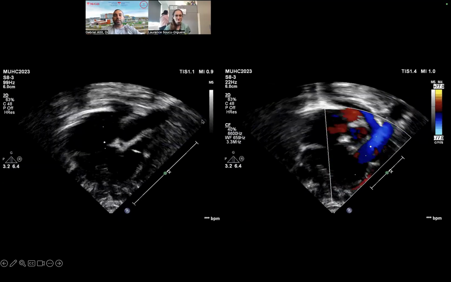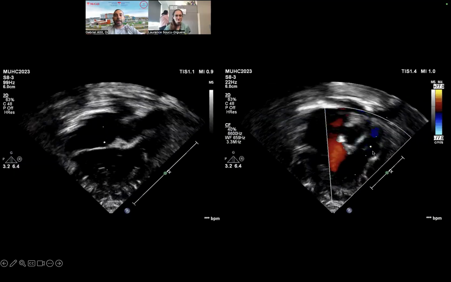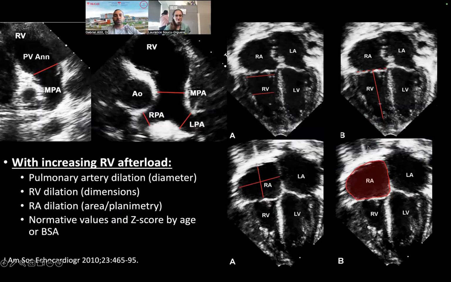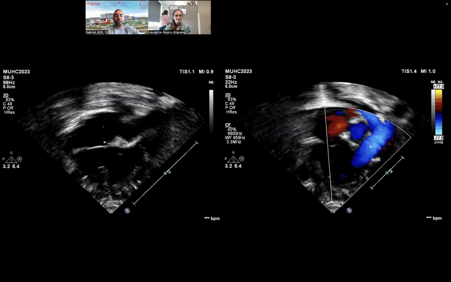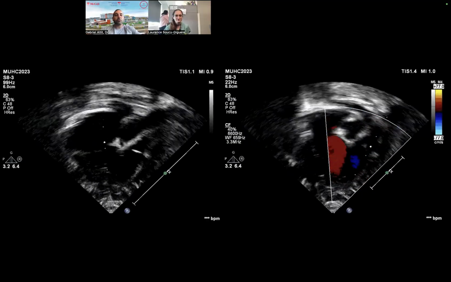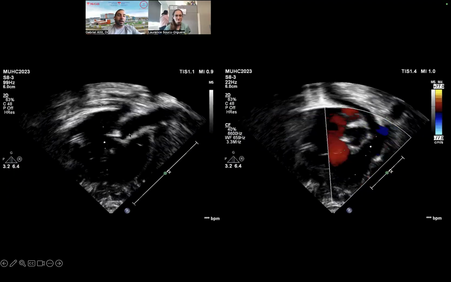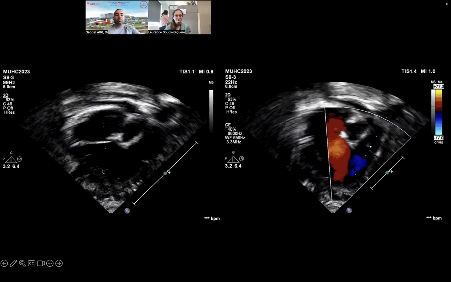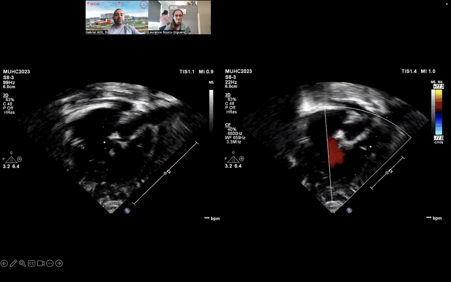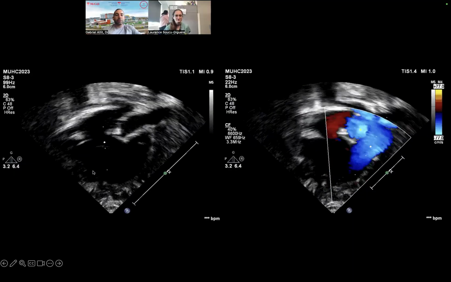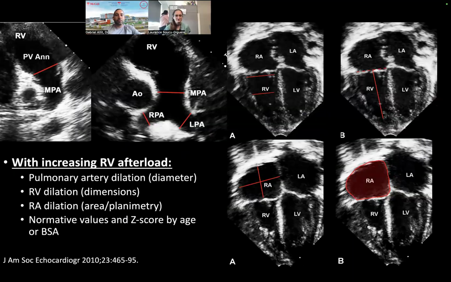You can put color, and sometimes you can even get your Doppler at or just below the pulmonary valve in order to measure your RVOT Dopplers. And sometimes you can get TR here. Actually, I find in many of the preemies and newborns, that's where I get the most bang for my buck to get the tricuspid regurgitation velocity.